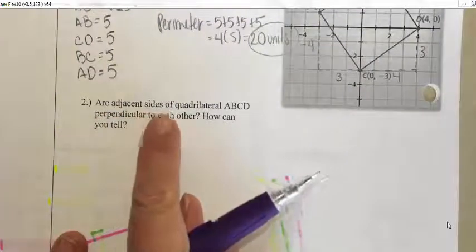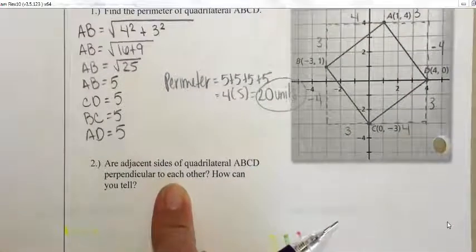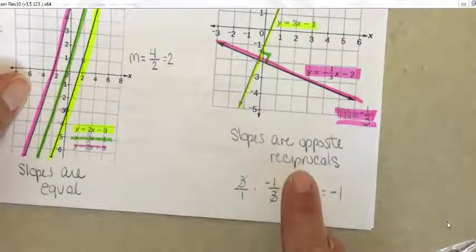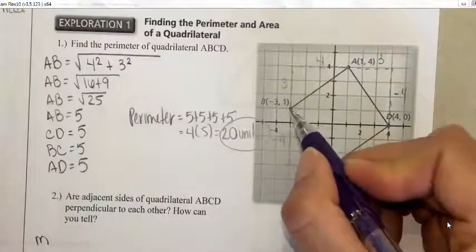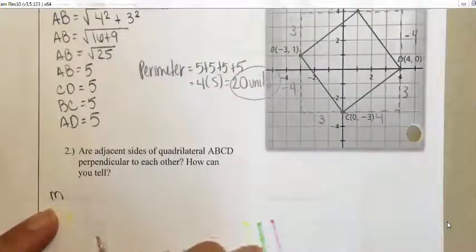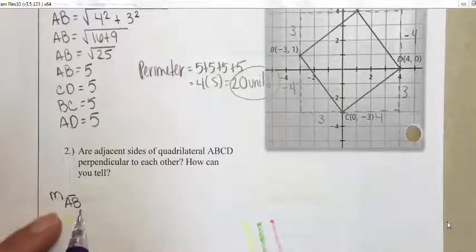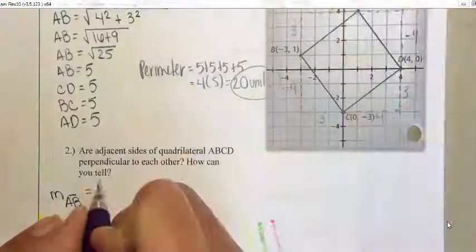Okay, now are adjacent sides of quadrilateral ABCD perpendicular to each other? Okay, well, to see if they're perpendicular, we're going to go right back to what we talked about here, and we're going to compare their slopes and see if they're opposite reciprocals. Now, adjacent means right next to each other, so they're touching each other. Okay, so I'm going to do the slopes. Let's see, how about the slope of AB? So I do a little m for slope, and then a subscript of segment AB. So that means the slope of segment AB. So the slope of segment AB, again, rise over run, is 3/4.